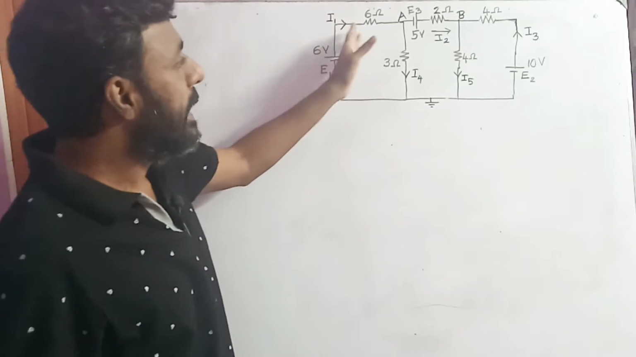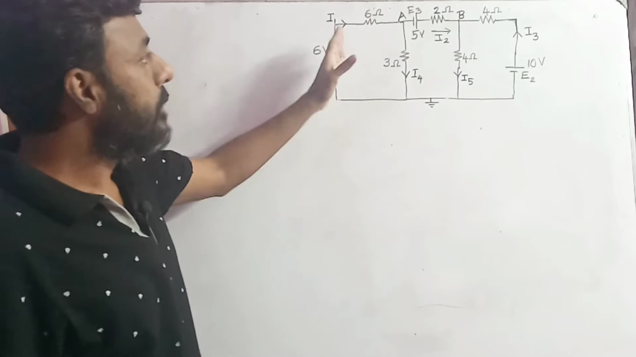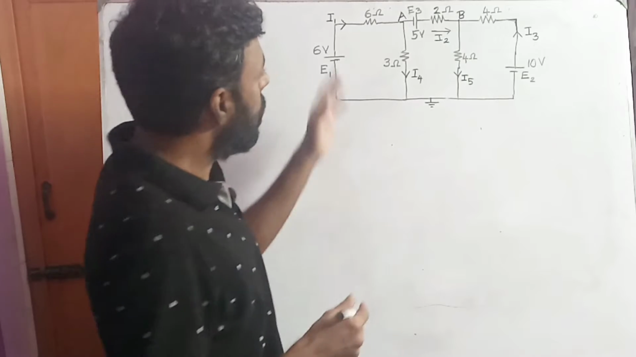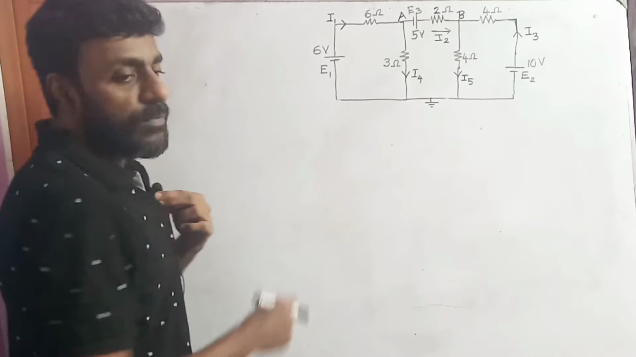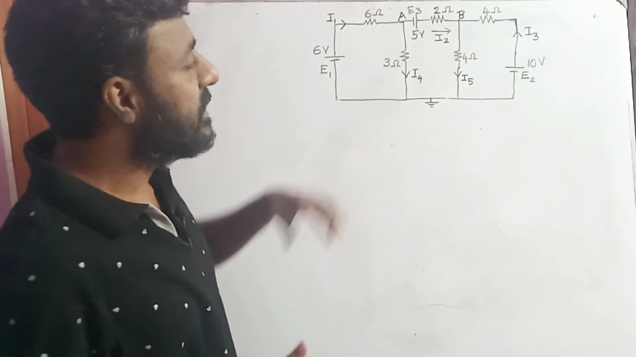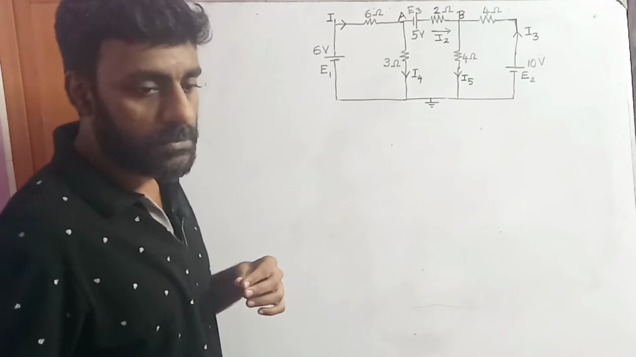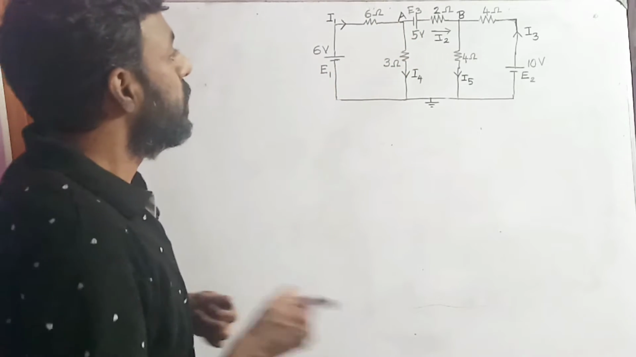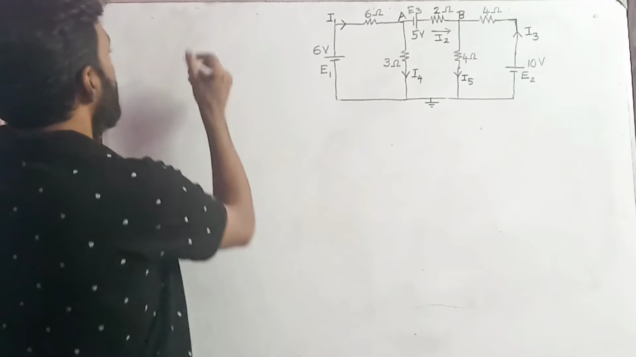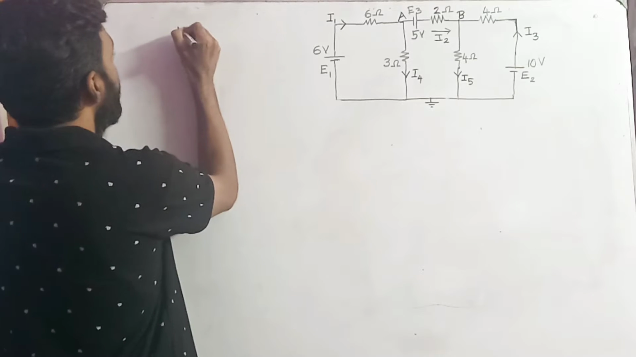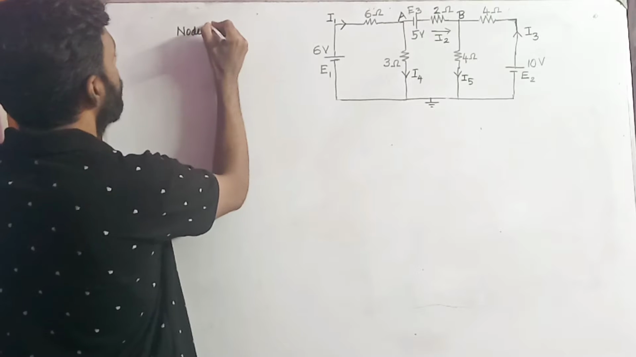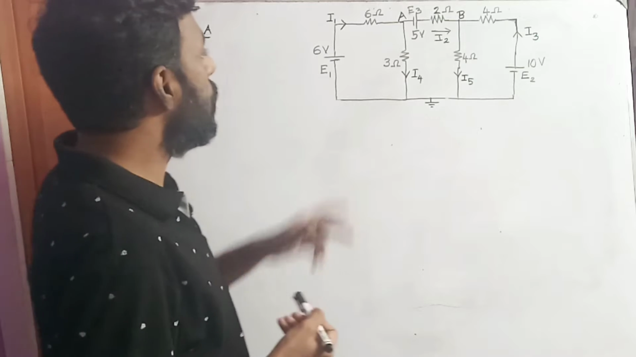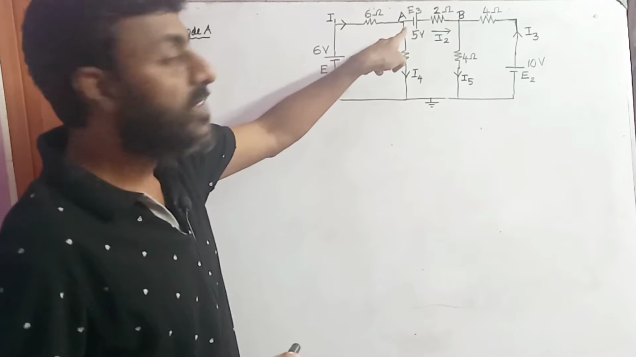We need to find out the individual branch currents, and we need to get the values in amperes. So let's get started. The first step is, let's consider node A. Node A position, I'm writing here node A. In node A, I'm going to apply the KCL formula.